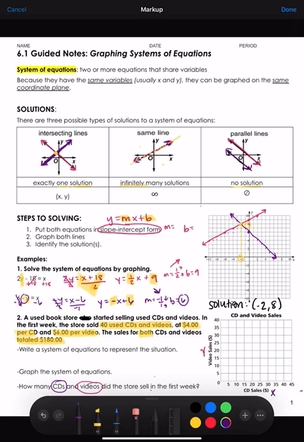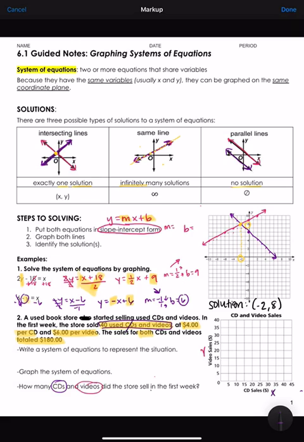So the first info that I have here is talking about the amount that was sold. They sold 40 CDs and videos. So if I'm calling CDs X and I'm calling videos Y, I can write the equation X plus Y equals 40. The number of CDs they sold, X, plus the number of videos has to equal 40. And so this represents the amount. I'm going to just jot that down here. This is the amount that was sold. X plus Y equals 40.